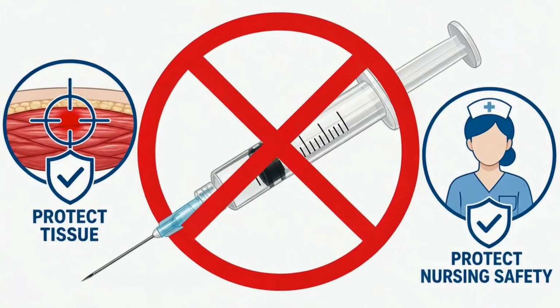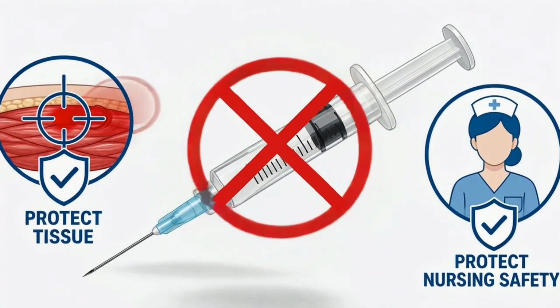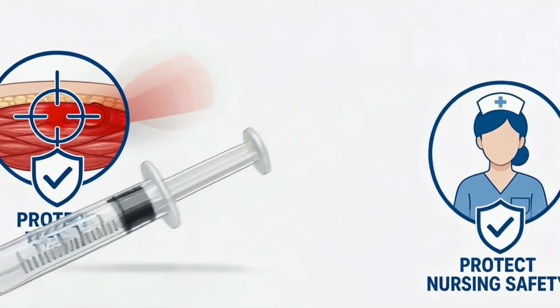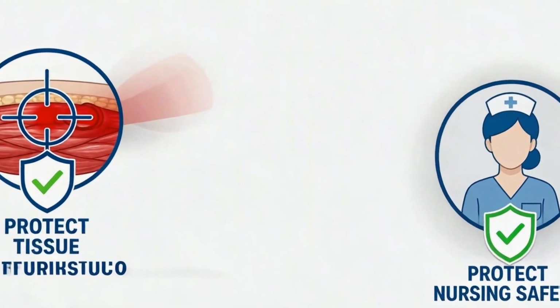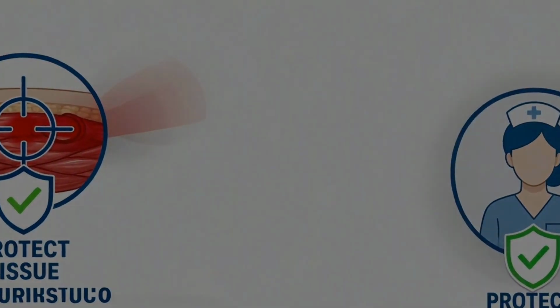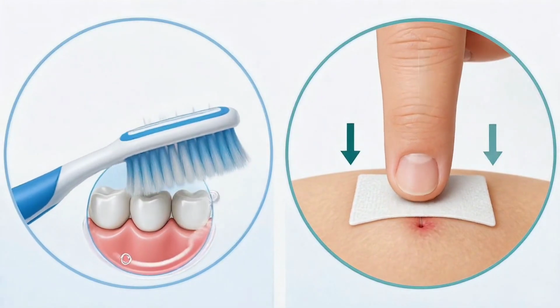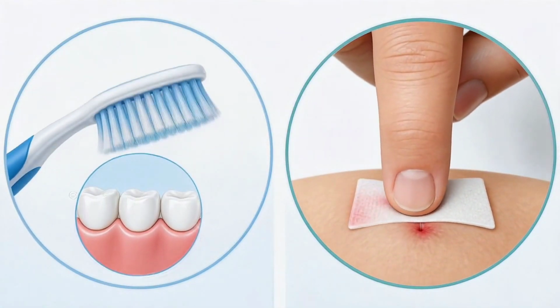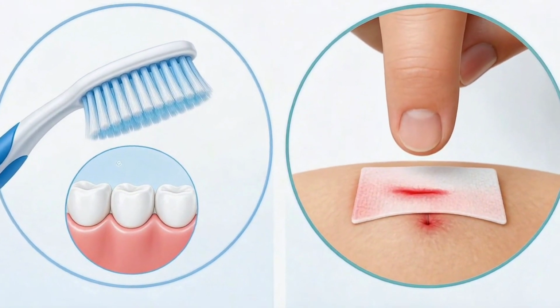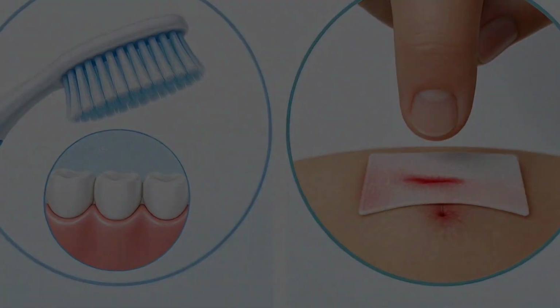Nursing safety protocols require avoiding intramuscular injections whenever possible to minimize trauma to the tissues. Use soft bristled toothbrushes to prevent gum trauma and always apply firm, prolonged pressure after any necessary needle sticks.